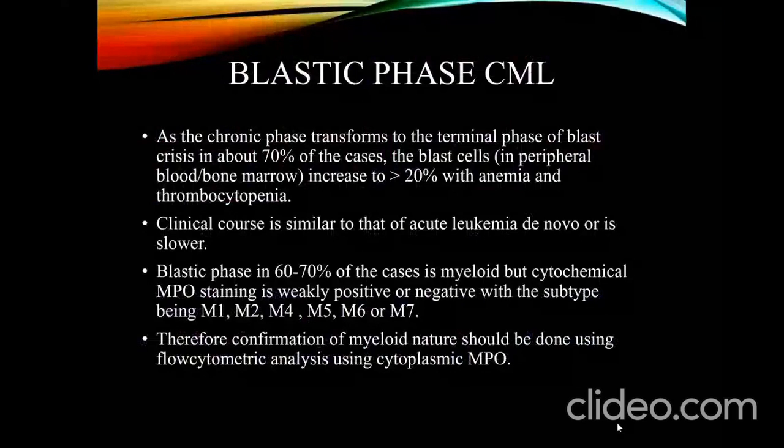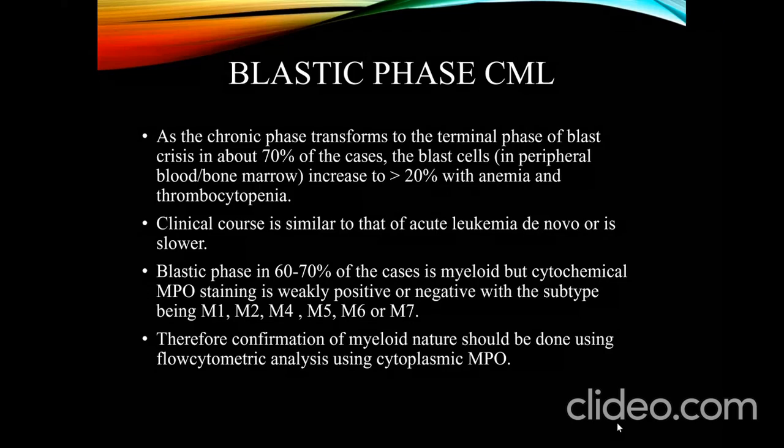Lastly, we have the blastic phase. As the chronic phase transforms to the terminal phase of blast crisis in about 70% of the cases, the blast cells in peripheral blood or bone marrow increase to more than 20% with anemia and thrombocytopenia. Clinical course is similar to that of acute leukemia de novo or is slower.